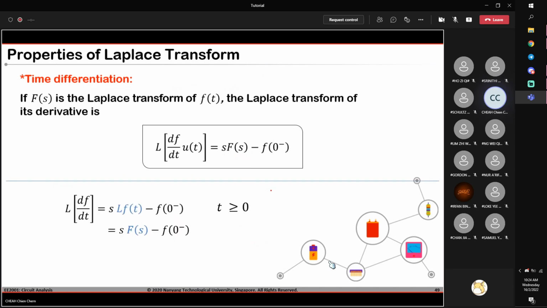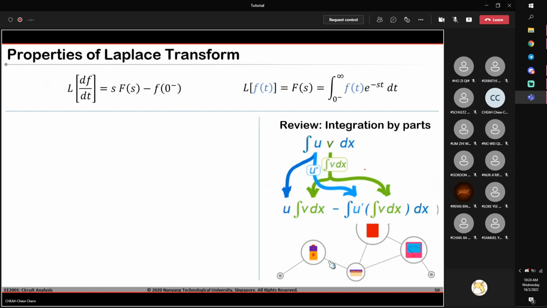Now here, this property, we will not need to remember it, but you must know how to use it. This basically means that if I want to take the Laplace transformation of the differentiation of a signal, then I just find the Laplace transformation of the signal without differentiation, which is F(s), and multiply by s, then I minus the initial condition. I'll get the Laplace transformation of the differentiation of the signal. So I need not differentiate it.